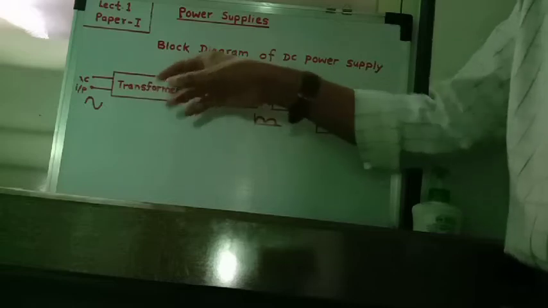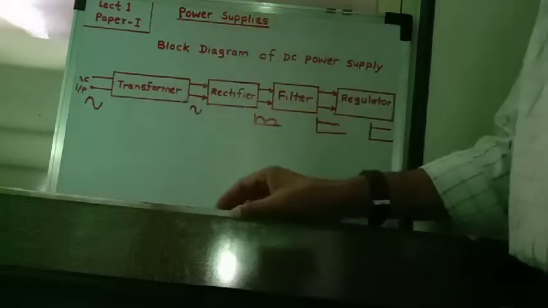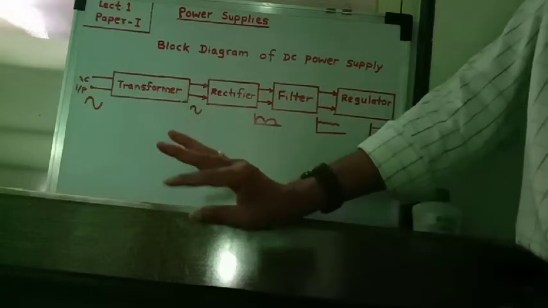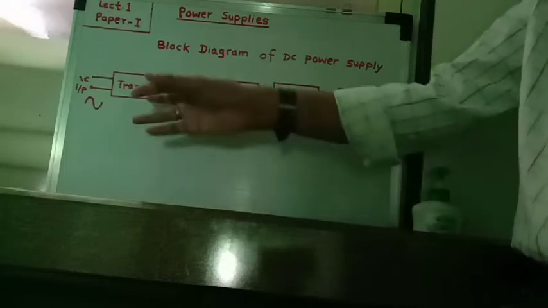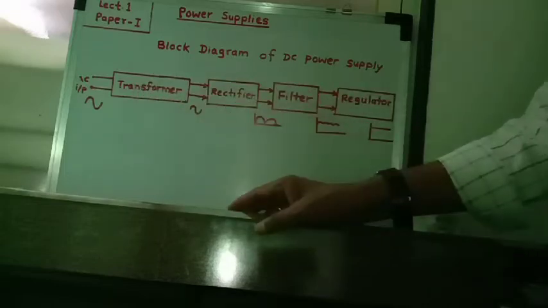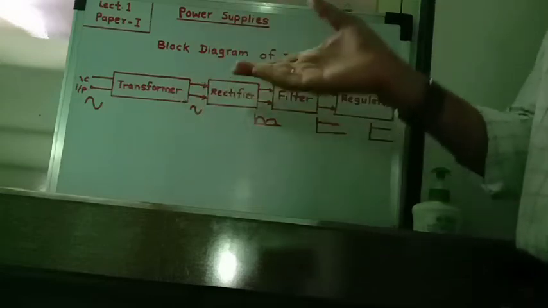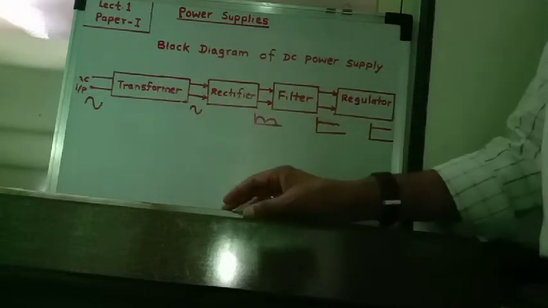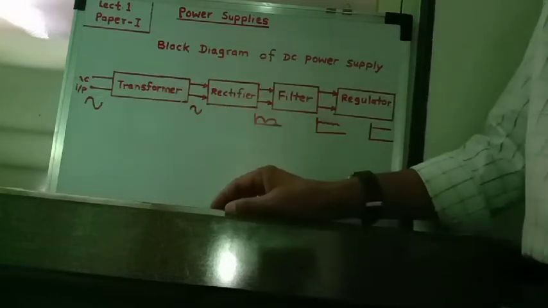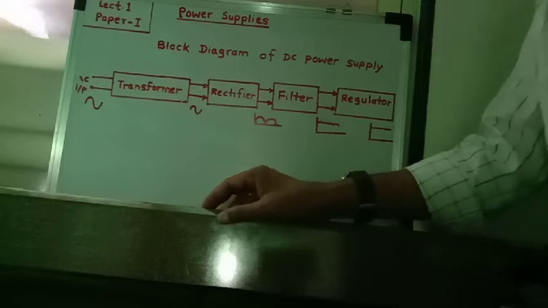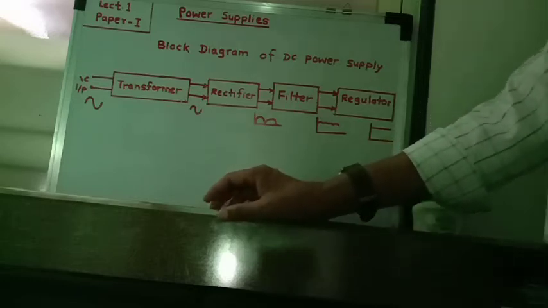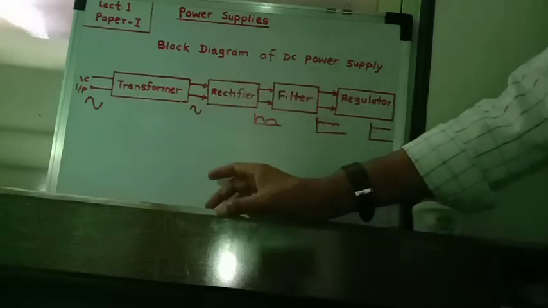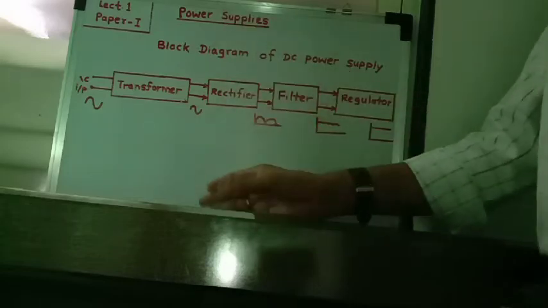The first component used in a DC power supply is a transformer. A transformer is a device which transfers electrical energy from one winding to another winding without changing the frequency. The AC voltage is transferred from primary to secondary due to the mutual induction property of the transformer. That is, the transformer works on the principle of mutual induction. When AC current flows through the primary, there is a change in magnetic flux, and due to this change in magnetic flux, voltage is induced into the secondary winding.